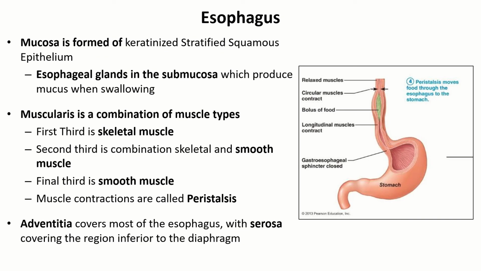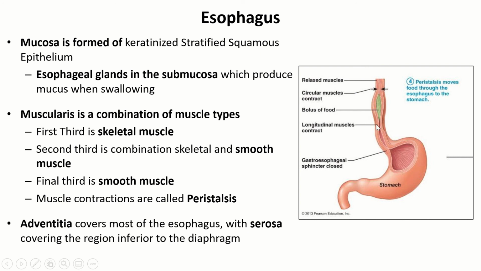Now, as the bolus continues its great journey down the esophagus, it's continuing to come in contact with stratified squamous epithelium, preventing abrasion. You do have esophageal glands here in the submucosa, and that's going to lubricate the lining of the esophagus, making it easier for the bolus to pass down. And what's interesting here is the muscle of the wall. It starts out first as skeletal muscle, completely voluntary, and then mixes here as a combination of skeletal and smooth muscle. But by the time it connects here with the stomach, it's completely smooth muscle.